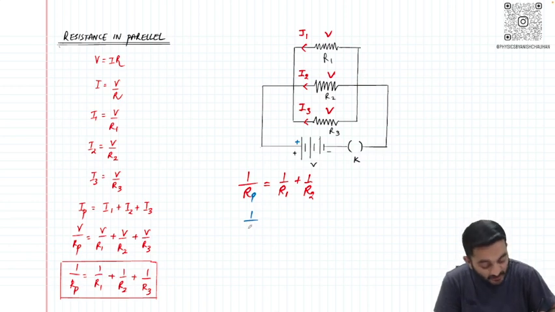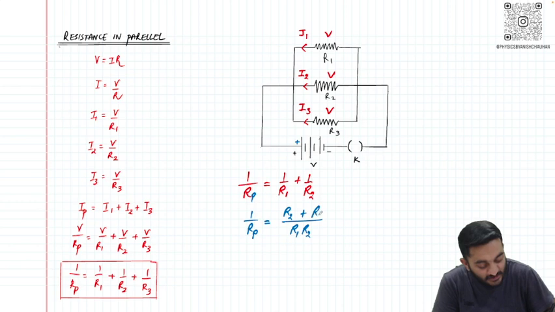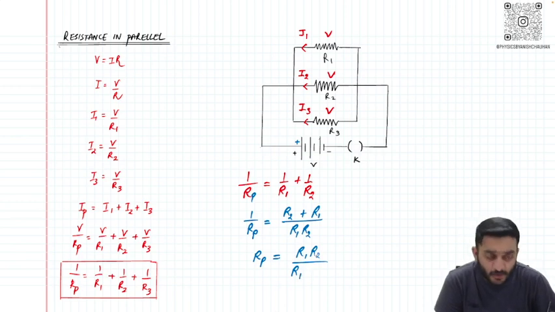So if I simply remember one thing, if I take the LCM, it can be written as R1 into R2. This will be R2 over here. This is R1. I need to calculate my resistance in parallel. So I will flip this. So 1 by Rp, if I flip it, here it will also be R1 and R2, which will come at the numerator. And this is, instead of writing R2 plus R1, I am writing it as R1 plus R2.